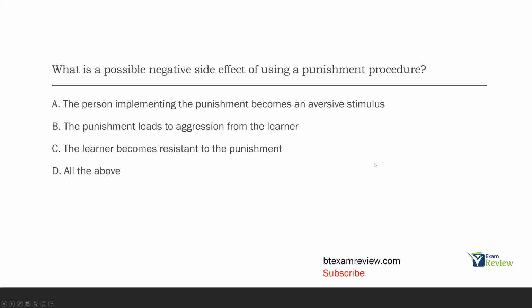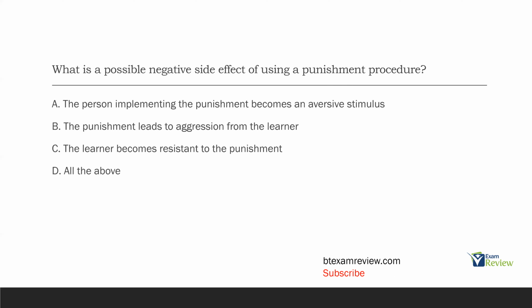What is a possible negative side effect of using a punishment procedure? Basic ethical concerns with punishment. There are many. We're just going to go over a few here. It's kind of a teaching question. So what are some possible negative side effects? A, the person implementing the punishment becomes an aversive stimulus. Happens all the time. If you're constantly delivering reprimands, punitive consequences, whatever it might be, you can eventually make yourself an aversive, because now you're just signaling that punishment is available. You've got to be careful that you're not always giving punishment. You're starting to send the wrong signal.